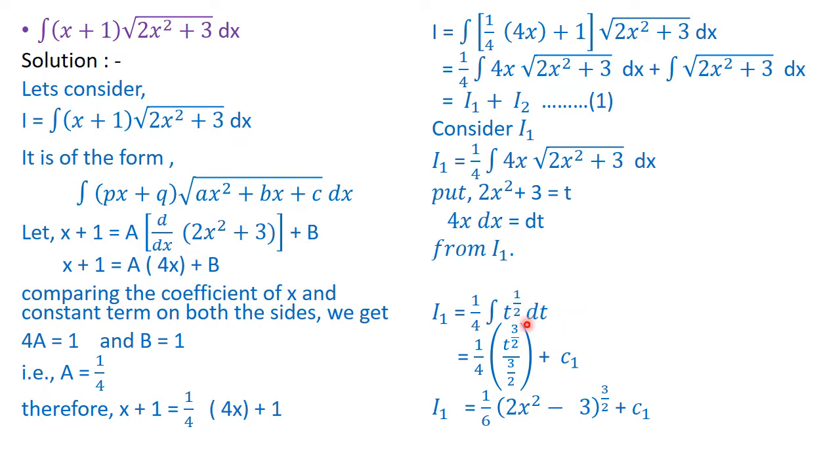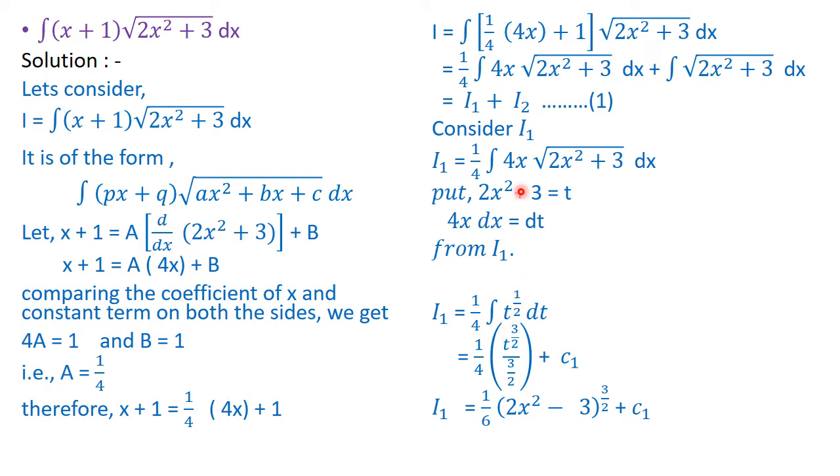After integration, the power gets increased by 1. 1 by 2 plus 1 becomes 3 by 2, and we divide by 1 by 2 plus 1, that is 3 by 2. Therefore, I1 is equal to 1 by 6 into (2x square plus 3) raised to 3 by 2. How is this obtained? This is obtained by back substitution for t.